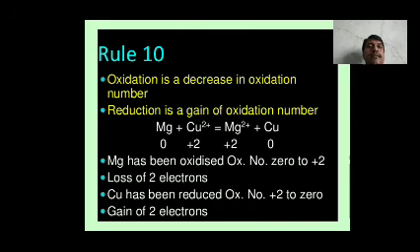Oxidation is an increase in oxidation number. Reduction is a decrease in oxidation number. Magnesium plus Cu 2 plus gives Mg 2 plus plus Cu. Magnesium has been oxidized, oxidation number 0 to plus 2. Loss of 2 electrons in its valence shell is called oxidation. Copper has been reduced, oxidation number plus 2 to 0. Gain of 2 electrons is called reduction.